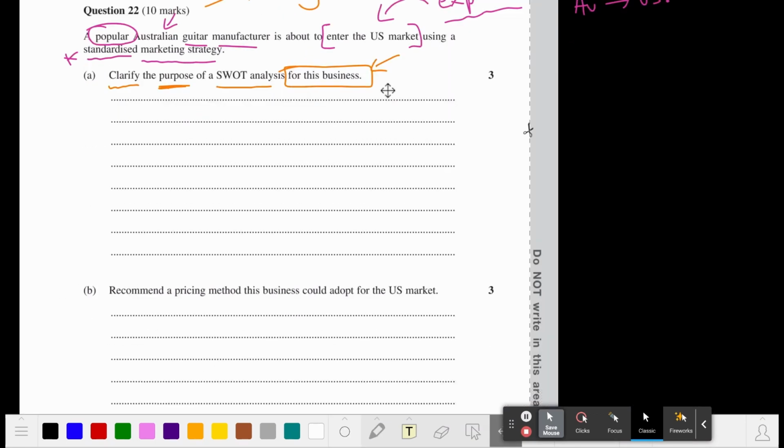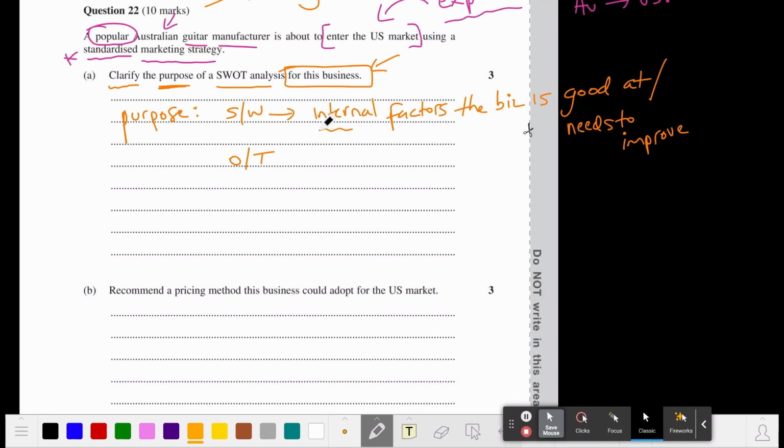So if I'm thinking about the kind of things that I would include, again, this is not a perfect answer. If I'm thinking about this idea of purpose, we've got our strengths and weaknesses on one side and our opportunities and threats. So what are the internal factors that the business is good at? That would be our strength, or needs to improve, and that would be our weakness. So that is very helpful in terms of telling us the current situation of the business.